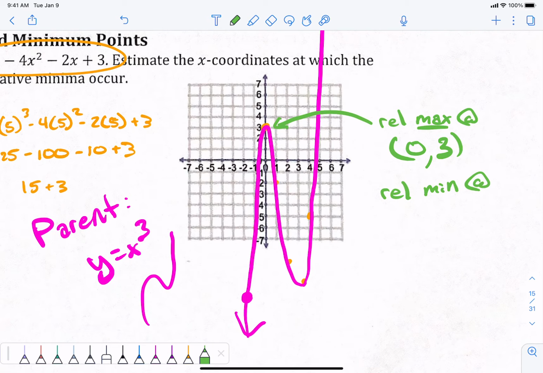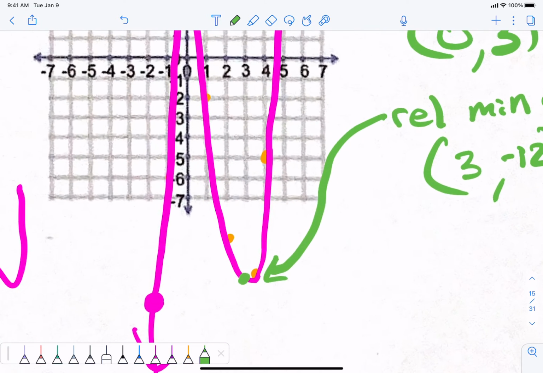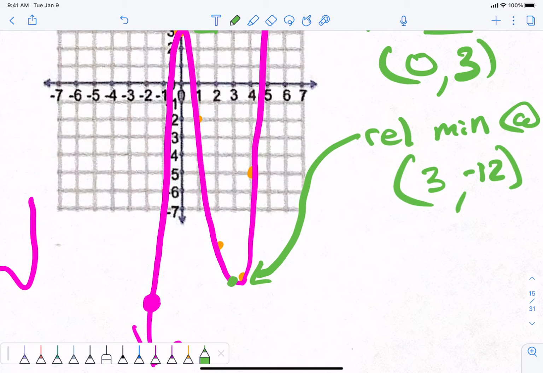A relative min is like a valley. That is at wherever that point is. What do we got there? 3, -12, something like that. You can look on the table. Now it might not be 3, -12 exactly. It's probably closer to over here a little bit. It might be like 2.5 comma something, but it's going to be close to 3, -12. They're just having us guesstimate where he's close to. Okay, makes sense?